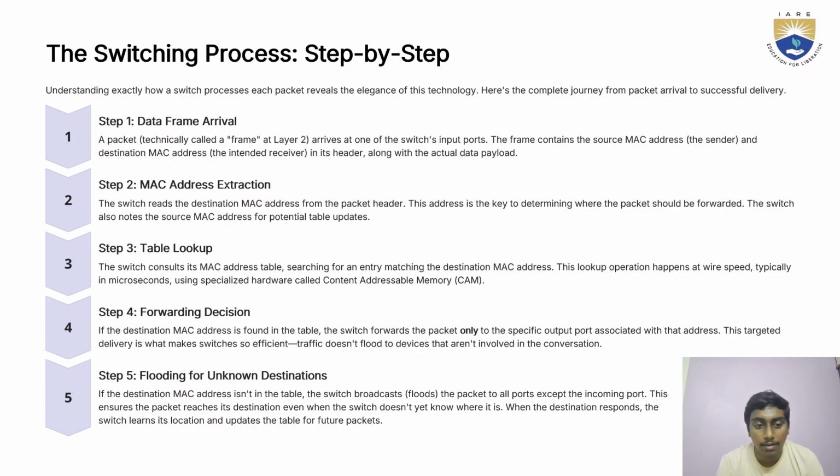Step 2. MAC address extraction. The switch reads the destination MAC address from the packet header. This address is the key to determining where the packet should be forwarded. The switch also notes the source MAC address for potential table updates. Table lookup. Third step. The switch consults its MAC address table, searching for an entry matching the destination MAC address. This lookup operation happens at wire speed, typically in microseconds, using specialized hardware called content addressable memory.